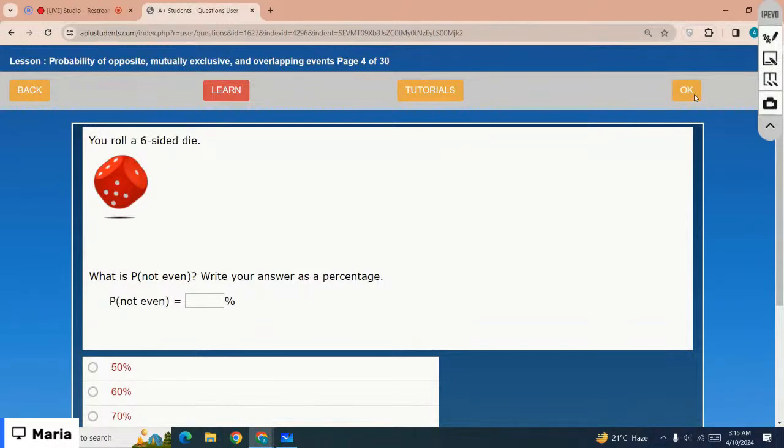You roll a six-sided die. What is the probability of not even? Yes, 50% it is. Because 50% of them are even and 50% of them are not even.